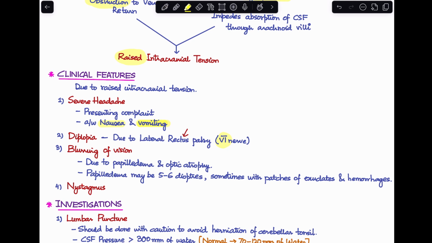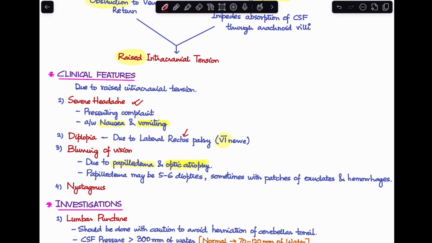Third, patient will also complain of blurring of vision, and this will be due to the development of papilledema and optic atrophy. Now, the papilledema that develops usually is of 5 to 6 diopters, and it can sometimes present with patches of exudate and hemorrhages. So, in this case, you should definitely be looking at the optic disc. Next is nystagmus. So, these are the four important clinical features that this patient will present to you with, and the most common one is the presence of severe headache.